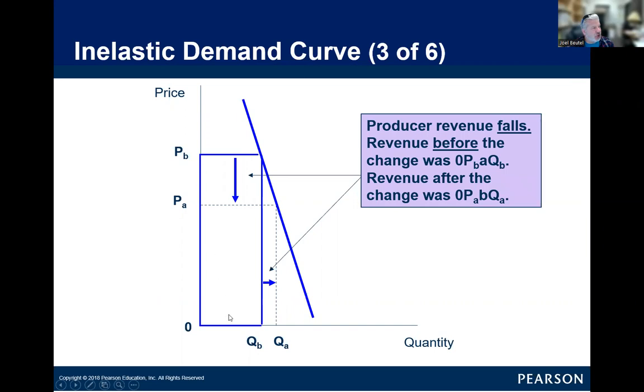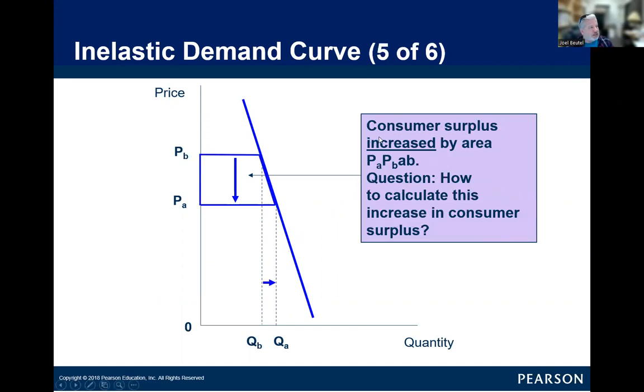Well, we get this tall rectangle and we look at the small one, and I think you can see that the area we gave up is less than the area we gained, right? So we end up with producer revenue going down as the price falls, right? No reason to lower the price unless the market's dictating for this producer. The consumer surplus is going to increase by area PAB.